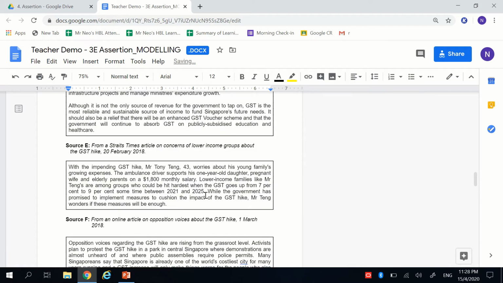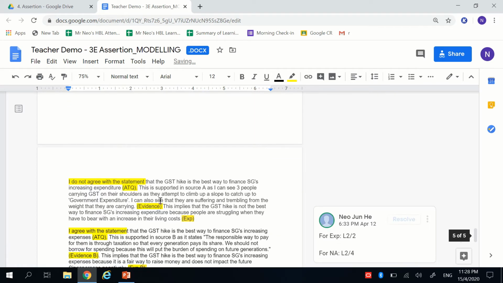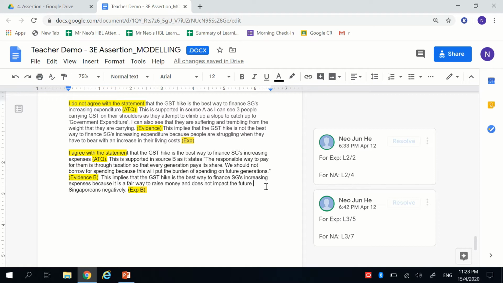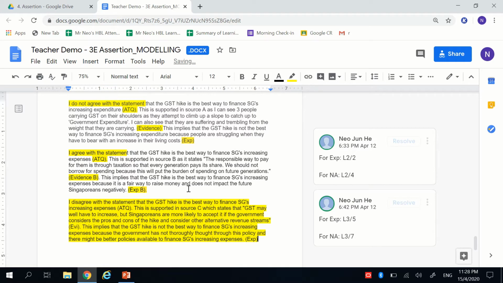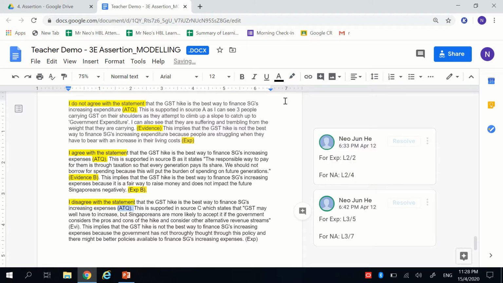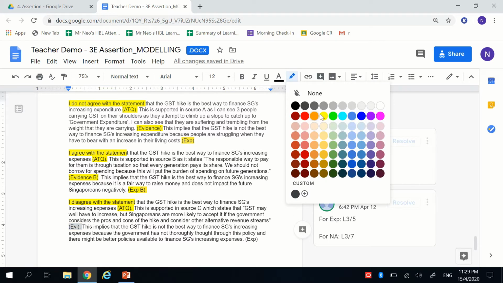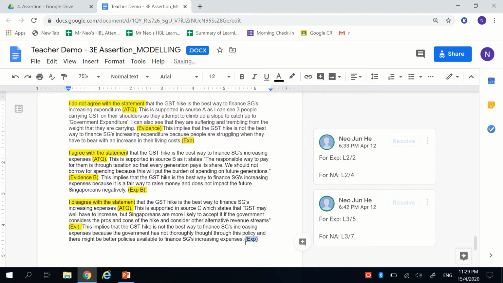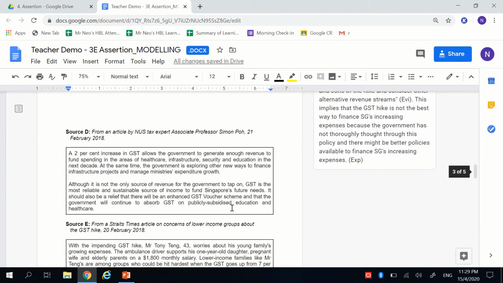Okay, so this is my answer for source C. I'll paste it over here. Let me just unhighlight this. I'll just highlight the relevant parts of my ATQ. You gave me relevant evidence. And then lastly, you explained. You used your evidence, you rephrased it, and you linked it to your argument. Let's move on to source D.